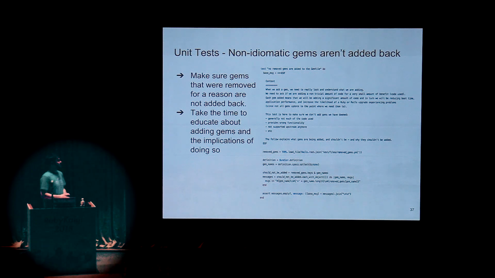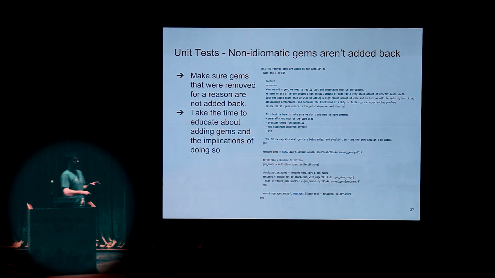Back to the example before about gems. We wanted to make sure that certain gems that were removed for a reason aren't added back. For example, we don't want people to add rspec because we all use Minitest. And so we have this entire blob at the top that says, hey, we want you to understand what you're doing. I know rspec doesn't seem bad. It's not a bad gem, but we don't need to use it because we already have one, or we don't use a lot of the code, or it provides wrong functionality, or maybe it's not supported upstream anymore.